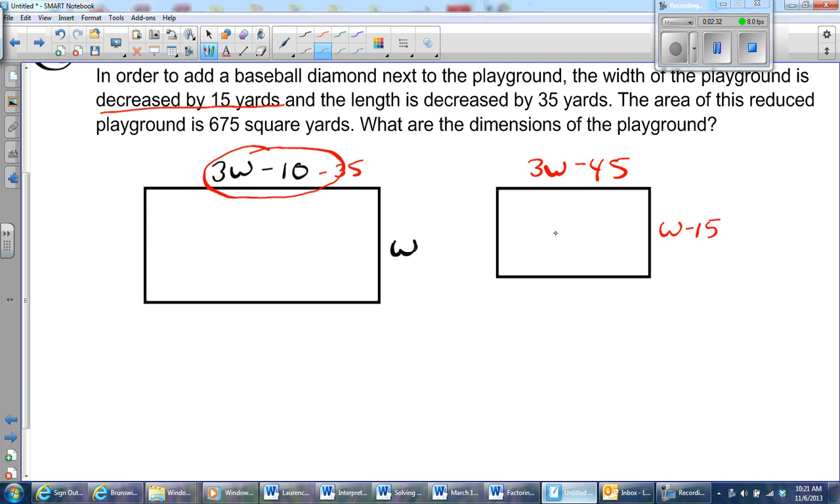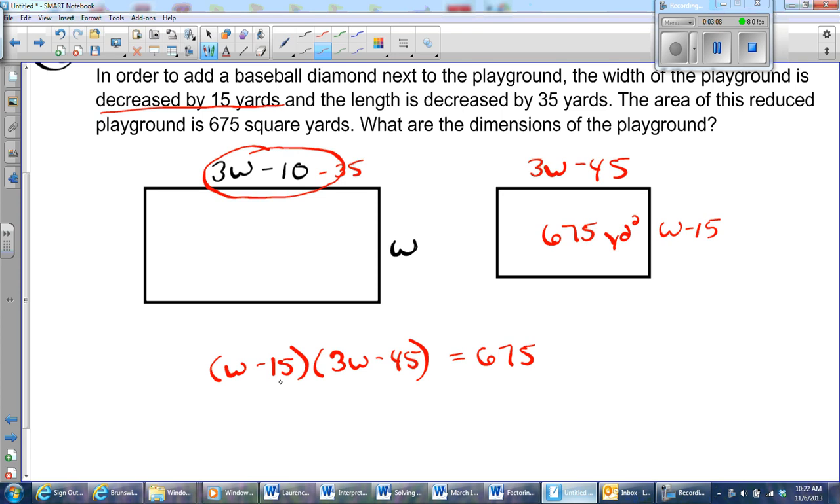Now the new area is 675 yards squared. Well, how do I get area? By multiplying the length times the width, or the base times the height. So I'm going to do W minus 15 as a quantity times the quantity of 3W minus 45. Okay, and that'll have to equal 675. Now, this isn't one where I can just solve W minus 15 and 3W minus 45 for my answers.